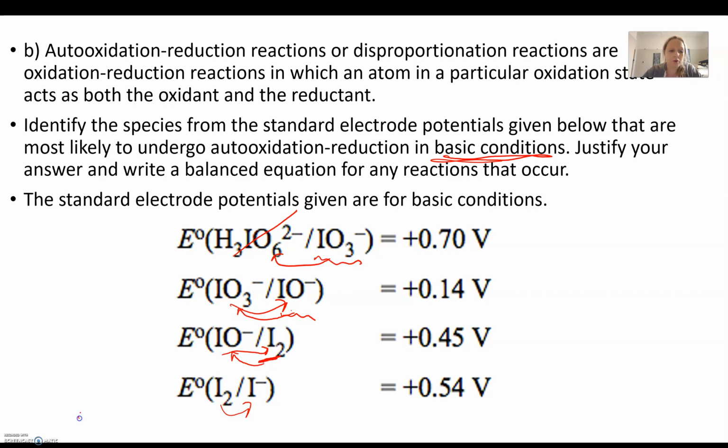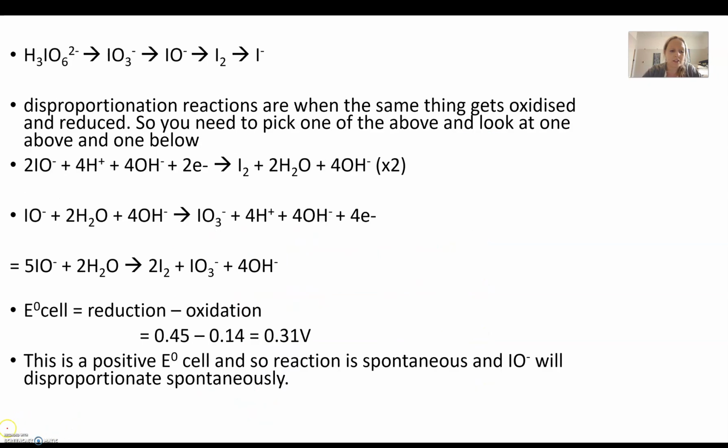I'm going to go through and show you them already done just to speed this up. Here I've just done that little chart, the Latimer diagram, where you can see what can go to what. For some bizarre reason, I've chosen to start with this species in the middle. It makes no logical reason. You could answer this in any way you wanted to. These equations have to be fully balanced, and remember, they have to be in basic conditions.